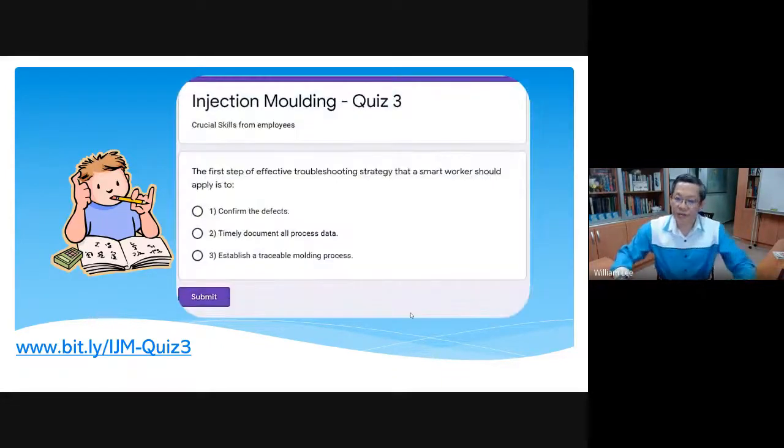Okay, now quiz number 3. Lim, can you type in quiz number 3 for me? The first step of an effective troubleshooting strategy that a smart worker should apply is what? Yes, please check your checkbox there, so you can type in your answer. What do you think? The first step for you to effectively solve the manufacturing problem, the troubleshooting strategy, you must set the right strategy. Okay, now we want to become a smart worker.